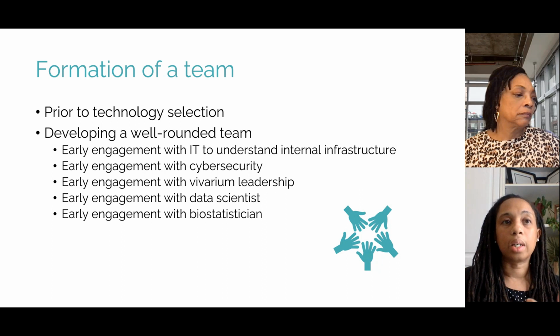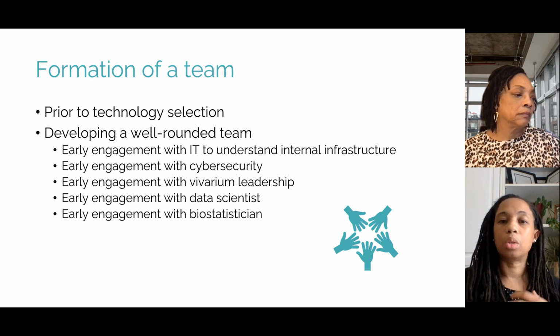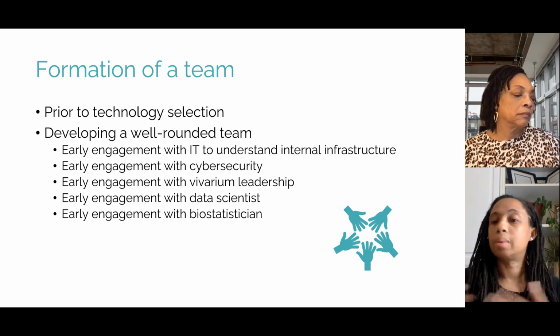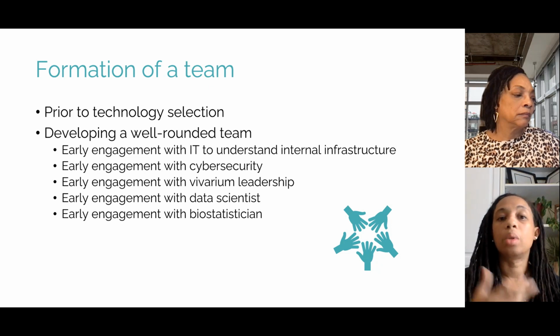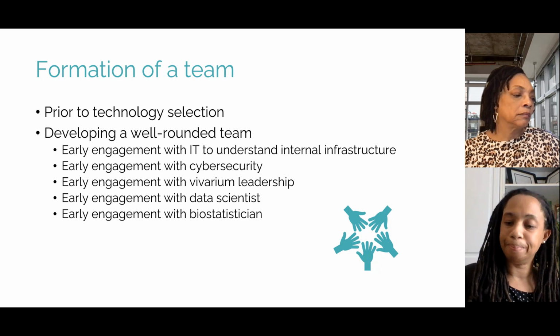And also bringing in your data scientists. How will the data be collected? How will it be stored, formatted? All those different steps that I know nothing about, and I would need someone there to help. Additionally, with the biostats person, we needed to know what information they need to help us with our statistical analysis at the end.